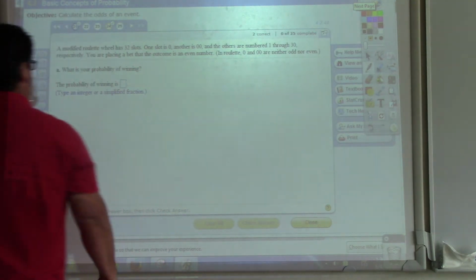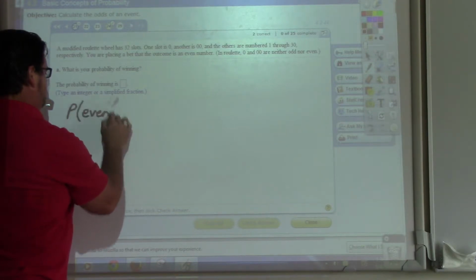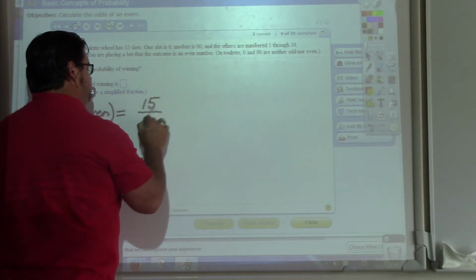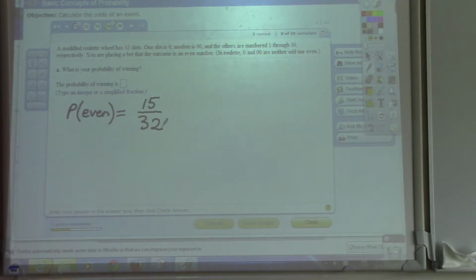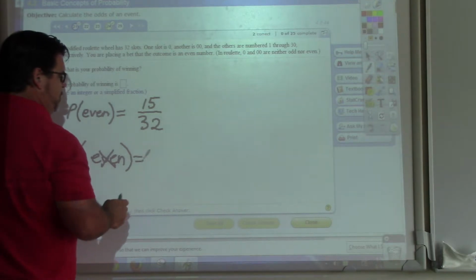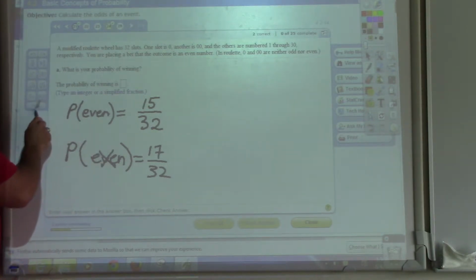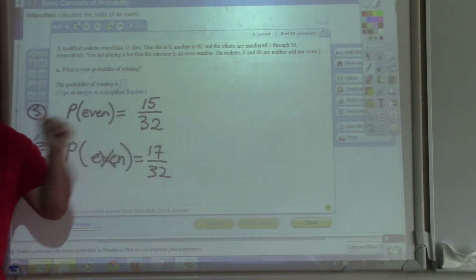So, we know that the probability of even will be 15 over what? 32. 15 over 32. I'm making sure that the number's right. 15 over 32. The probability of not even is going to be 17 over what? 32. Now remember, this is success, and this is what? Failure. So the probability of winning is 15 over 32, and that's what you do.